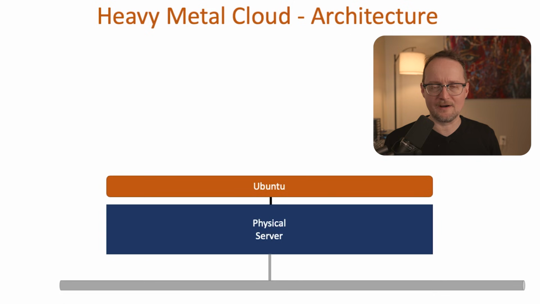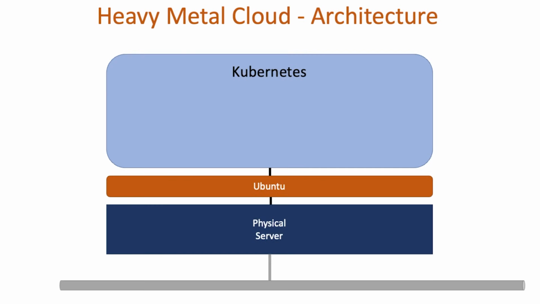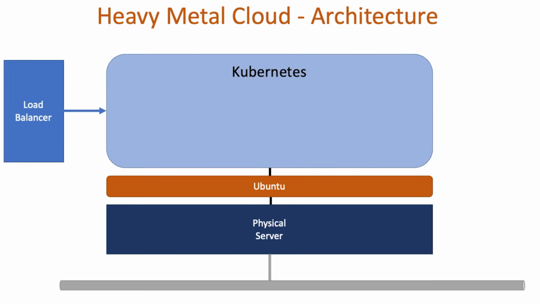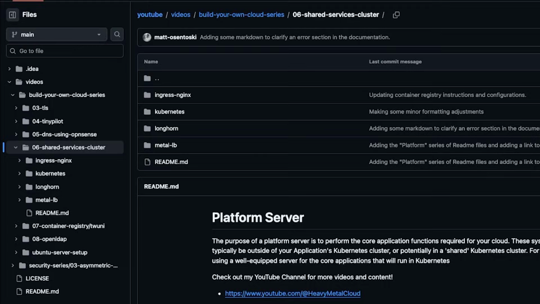For this video, I'll assume you already know how to install a Linux operating system, like Ubuntu. I'll also assume that you have a working knowledge of Kubernetes and its subsystems. Things like load balancers, Ingress, storage classes, and using Helm to install apps. As always, I'll have the full instructions in my GitHub page, linked in the description below.